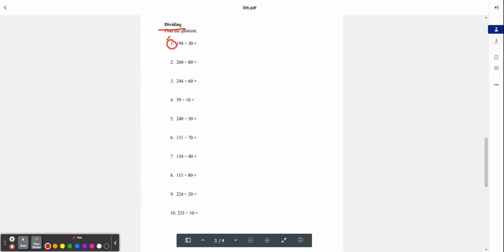Dividing. Let's try 1. 194 divided by 30. We can't. 30 doesn't fit into 1. And 30 doesn't fit into 19. But 30 fits into 194 6 times. And when we subtract, we get 14 as a remainder. So the answer is 6, remainder 14.